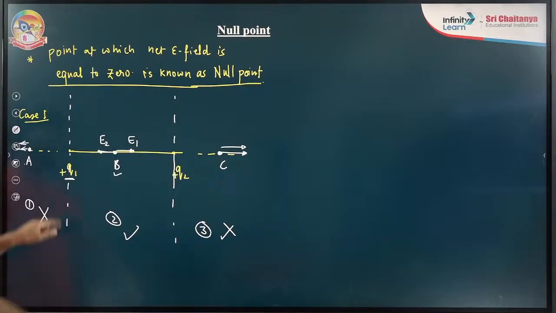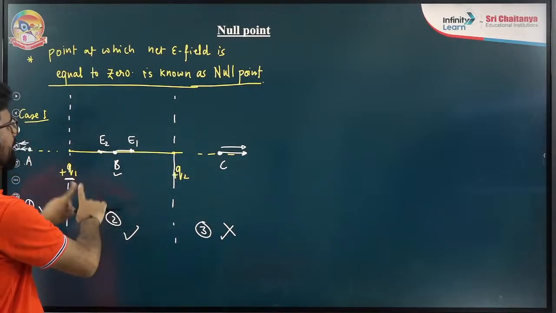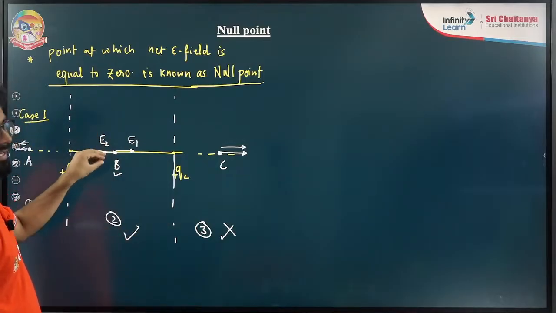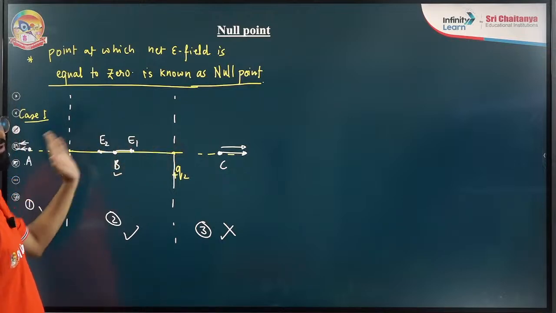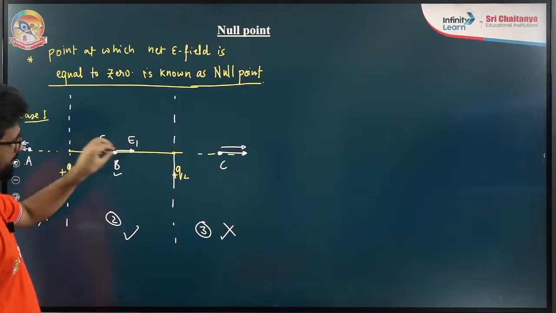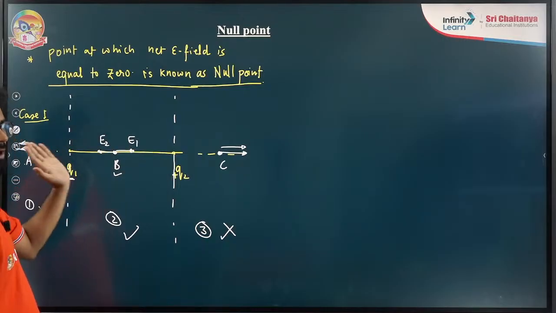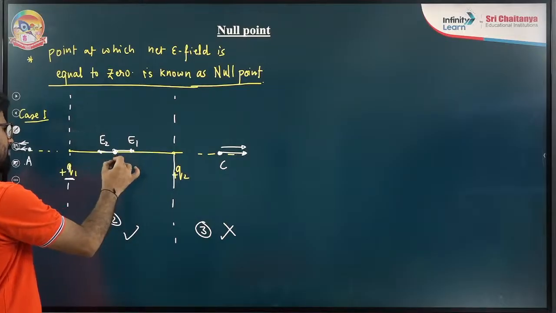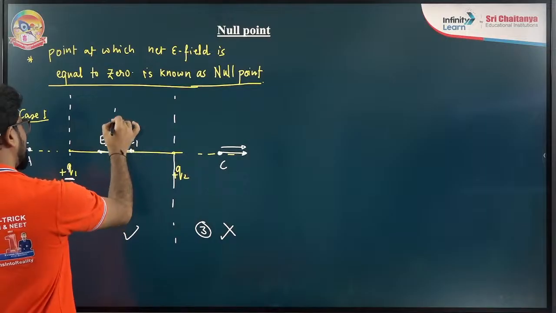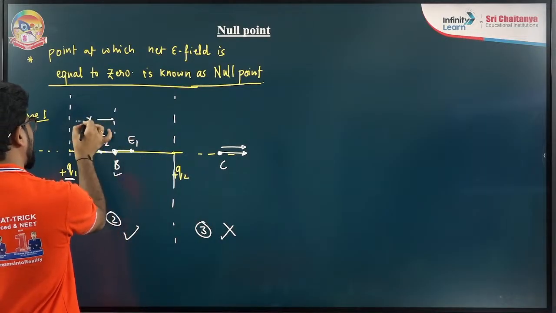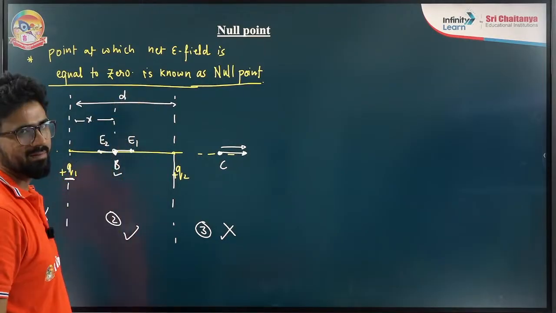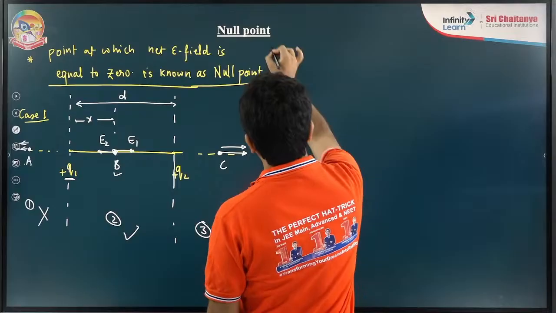So what you understood: when there are two like charges, either both are positive or both are negative, then the null point will lie on the line joining the two point charges, between them, not outside, between them. So I am taking this point. At this point we have to calculate a very basic thing. Suppose this distance is x, and total separation is d. I want to calculate x, that is the position of null point.